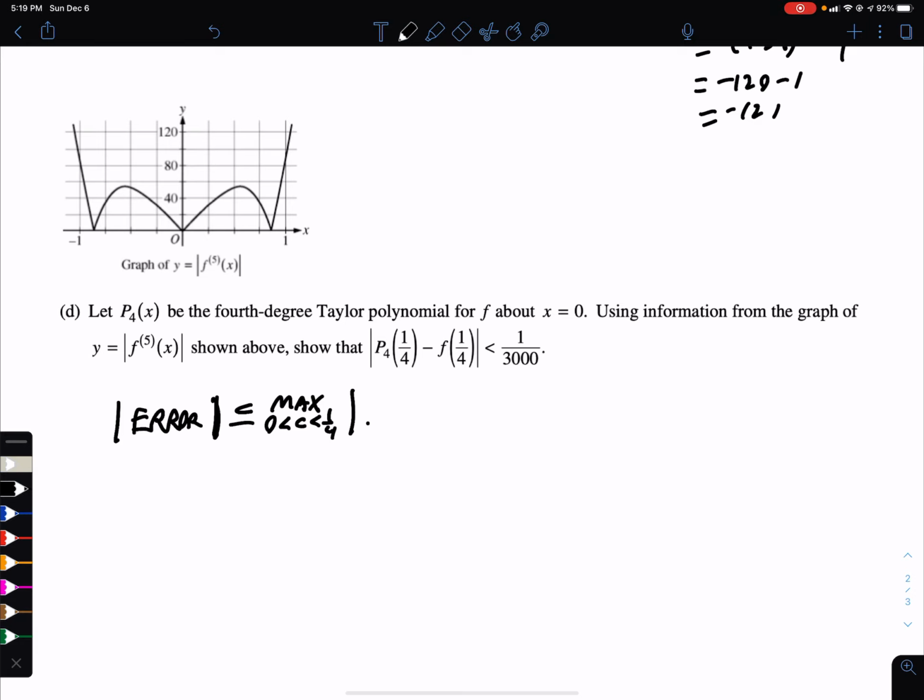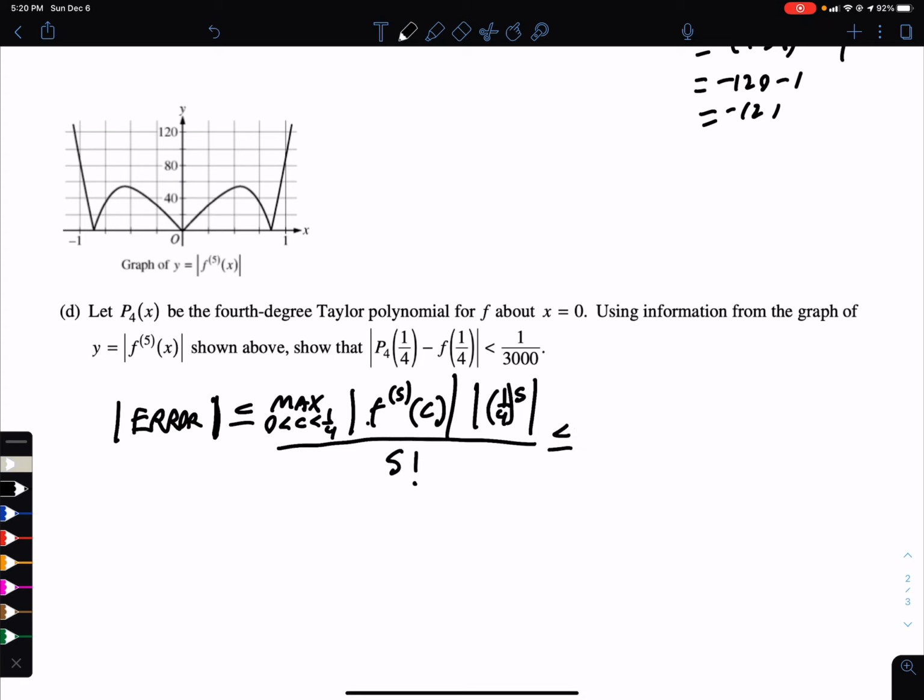And we have to get, okay, so this is the 4th degree being used. So we need to use the next unused term, which is the 5th degree term, which is going to be the 5th derivative at some point c times x to the 5th power. But x is 1/4, so I'm just putting 1/4 there. You don't need the absolute value on it in this case because 1/4 is positive, and that's all over 5 factorial.